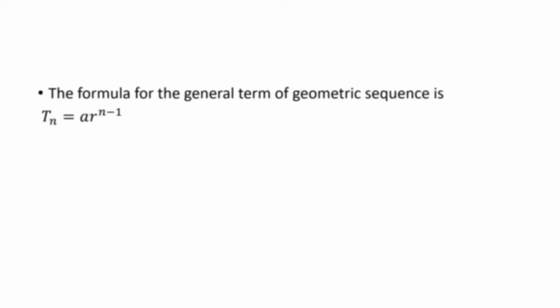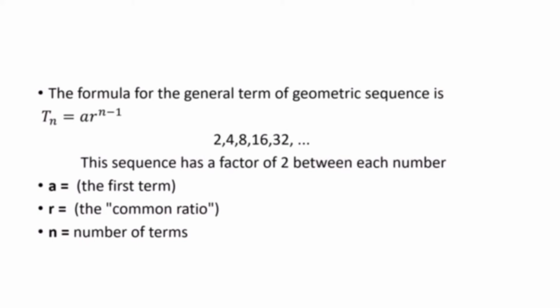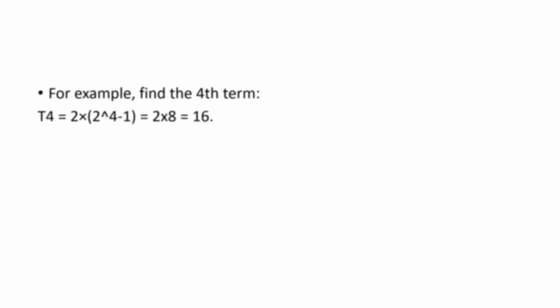The formula for the general term of a geometric sequence is T equals A multiplied by R to the power of n minus 1. This sequence has a factor of 2 between each number. A is the first term, R is the common ratio, n is the number of terms. For example, find the fourth term. The fourth term equals 2 multiplied by 2 to the power of 4 minus 1, which equals 2 multiplied by 8, which equals 16.